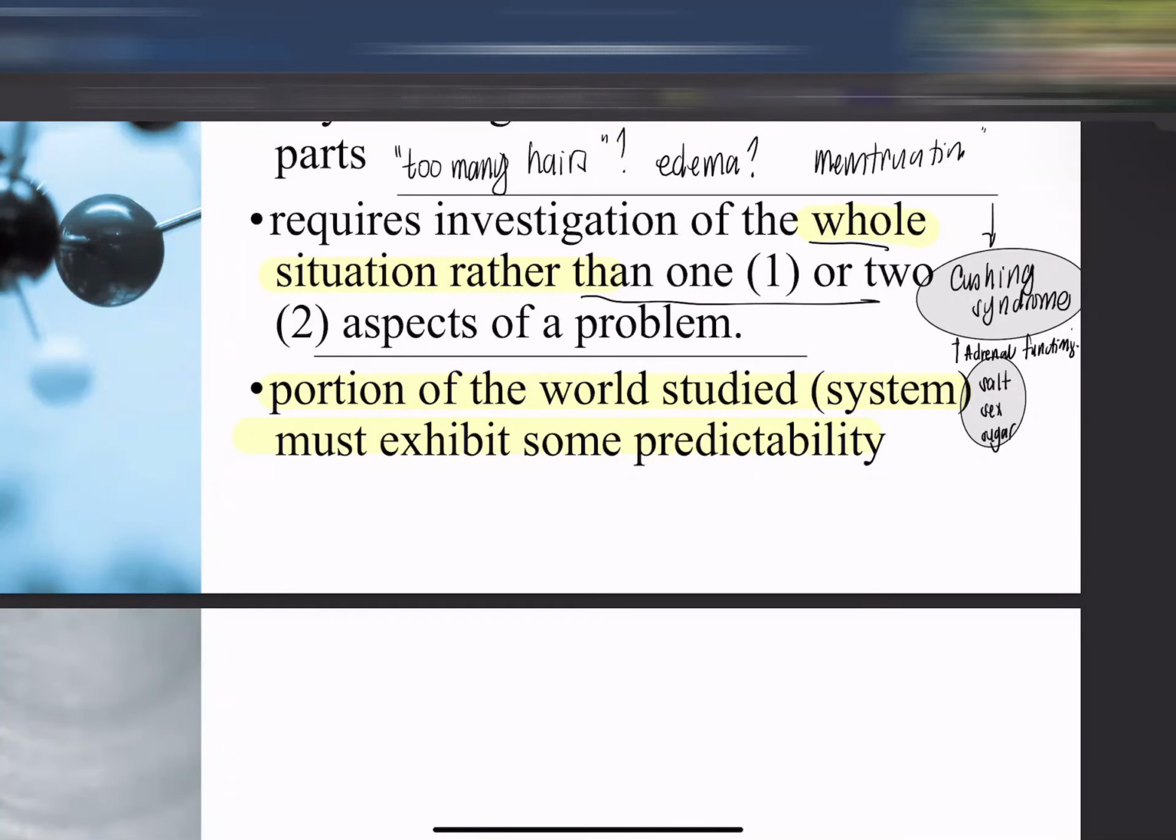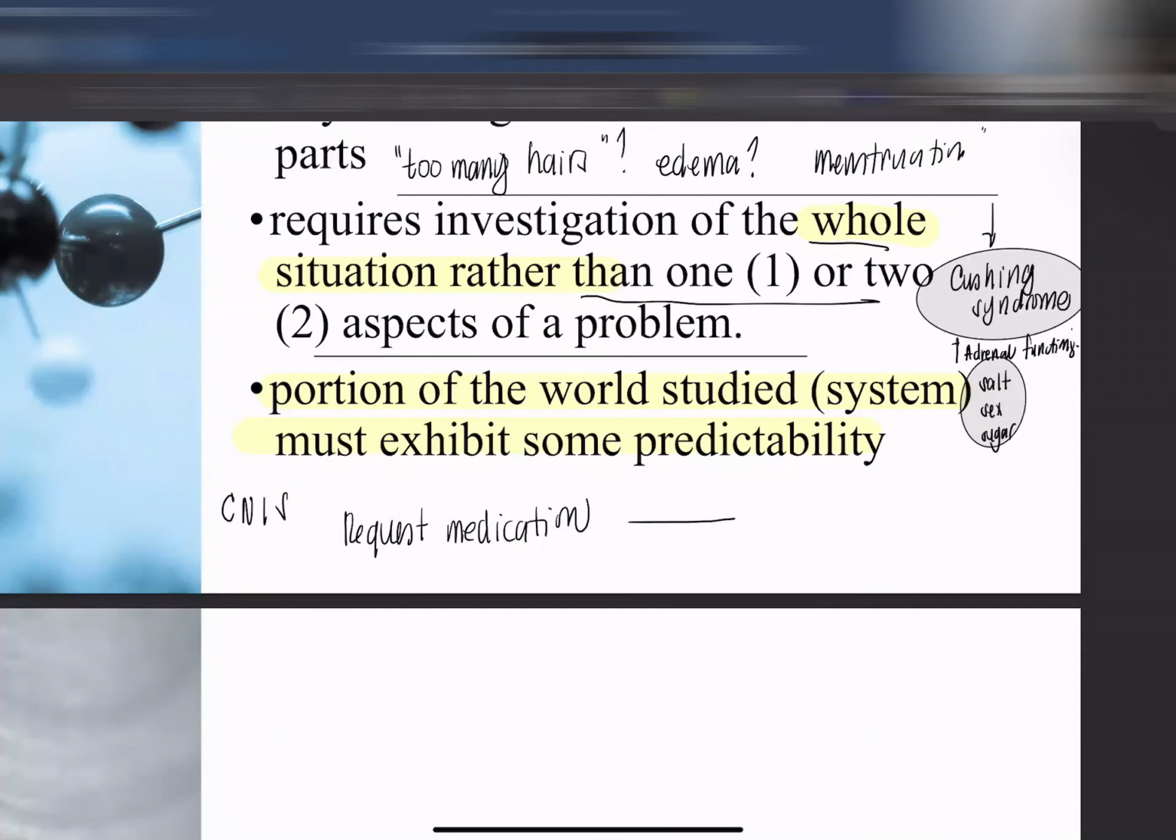Or for example, if you're already using your CNIS, your Clinical Nursing Information System. For example, if I would request for a medication, di ba class nagre-request tayo ng medication, what department in the hospital would release the medications? Is it your central supply or your pharmacy? What department would release your medications? Pharmacy, sir. Okay, so when we request the medications, we expect that the pharmacy would receive the request. Okay, kasi perfect daw yung system natin, di ba?